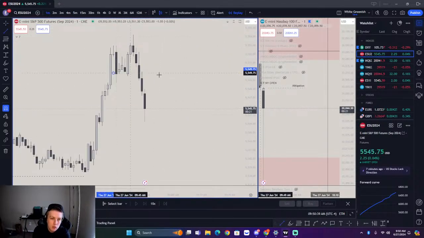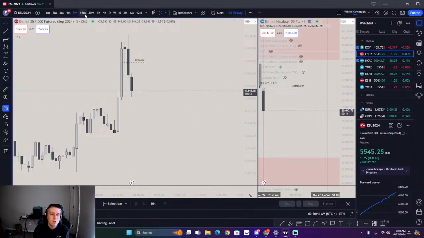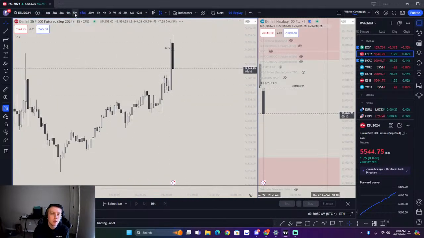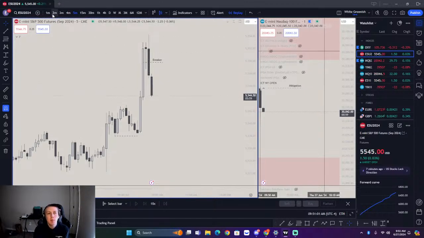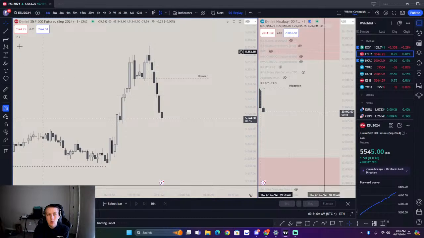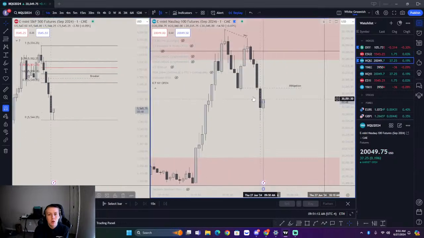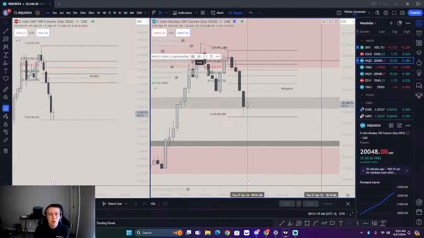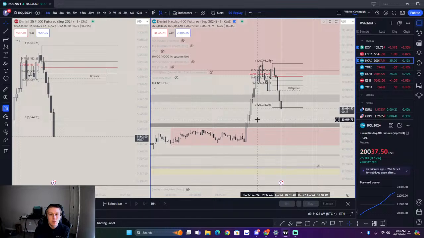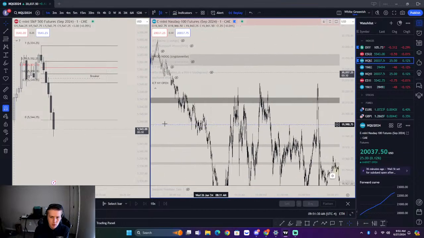So this becomes your breaker. We left these equal lows here, and these equal lows here on ES. I don't anticipate this happening right now. This is a new day opening gap. I believe this is the current new day opening gap. Or that's a new week opening gap.